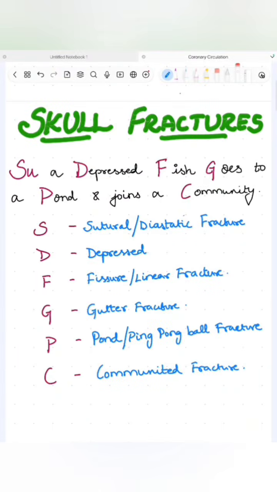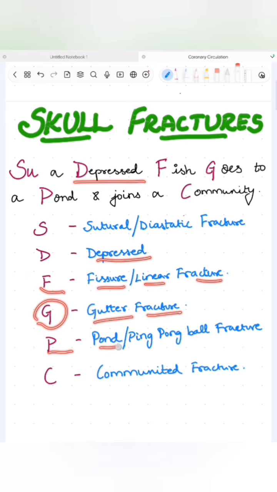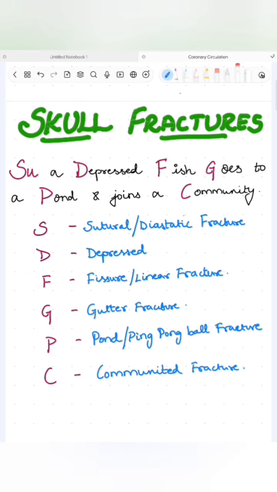Sue, a depressed fish, goes to a pond and joins a community. S for sutural or diastatic fracture, depressed for depressed fracture, F for fissure or linear fracture, G for gutter fracture, and P for pond or ping pong ball fracture, and C for comminuted fracture.